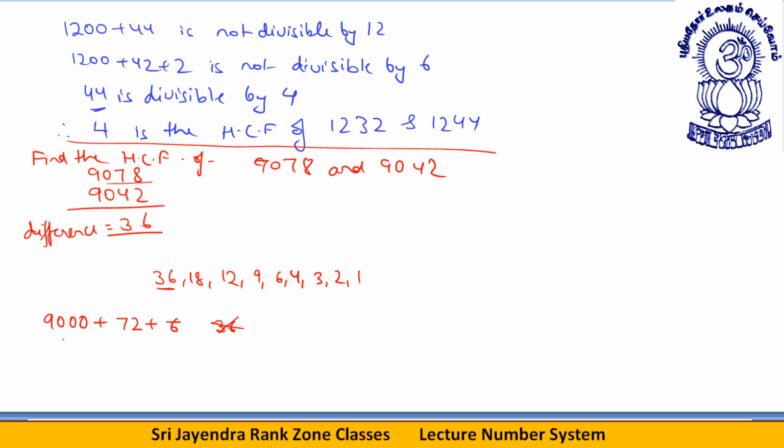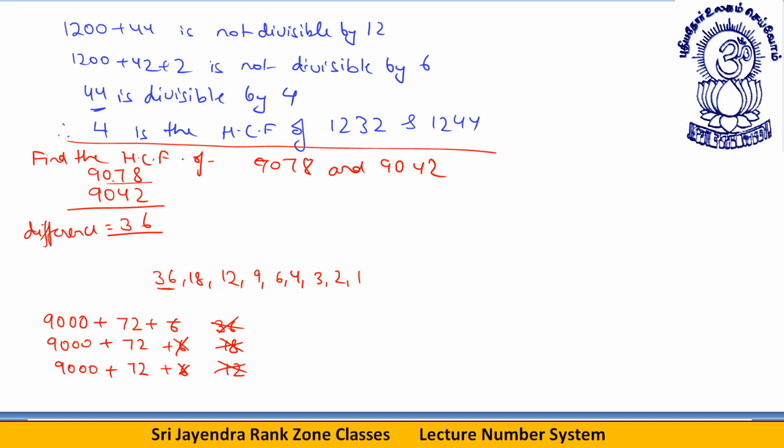Then I talk about 18. Again, 9,000 plus 72 is divisible by 18, plus 6 is not divisible by 18. Therefore, this is not divisible by 18. Let's talk about 12. Again, 9,000 is divisible by 12. 72 is also divisible by 12, but the 6 is again not divisible by 12, so I can't take 12 also. Last, I take 9. 9,000 is divisible by 9.